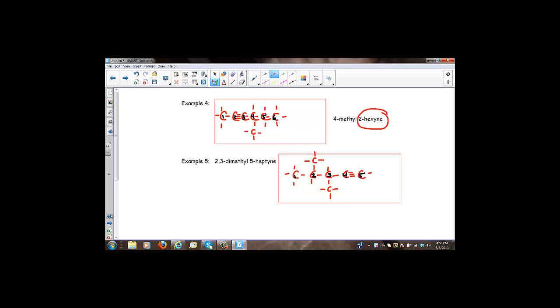Okay. Now, I know that this is very complicated, and the only way to get good at this, honestly, is to practice, practice, practice. And we will have plenty of that.